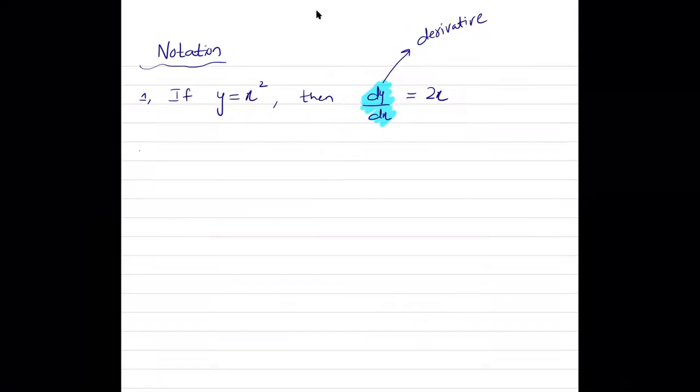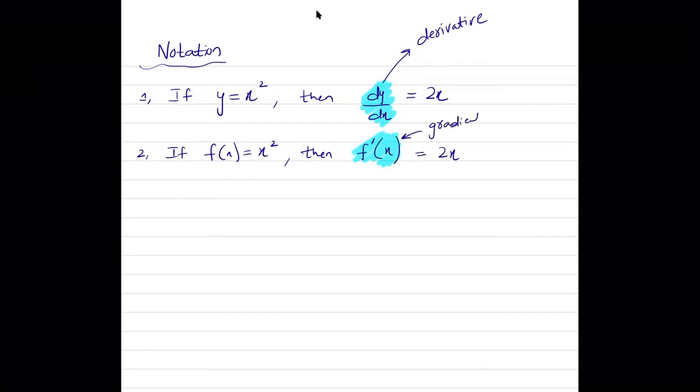The second way is if you are given a function f of x equals x square. Here it was an equation; here if the function is given in the form f of x, then the gradient function is going to be f prime of x. The value is going to be the same, but it's just another way of writing this. This is basically the gradient function.